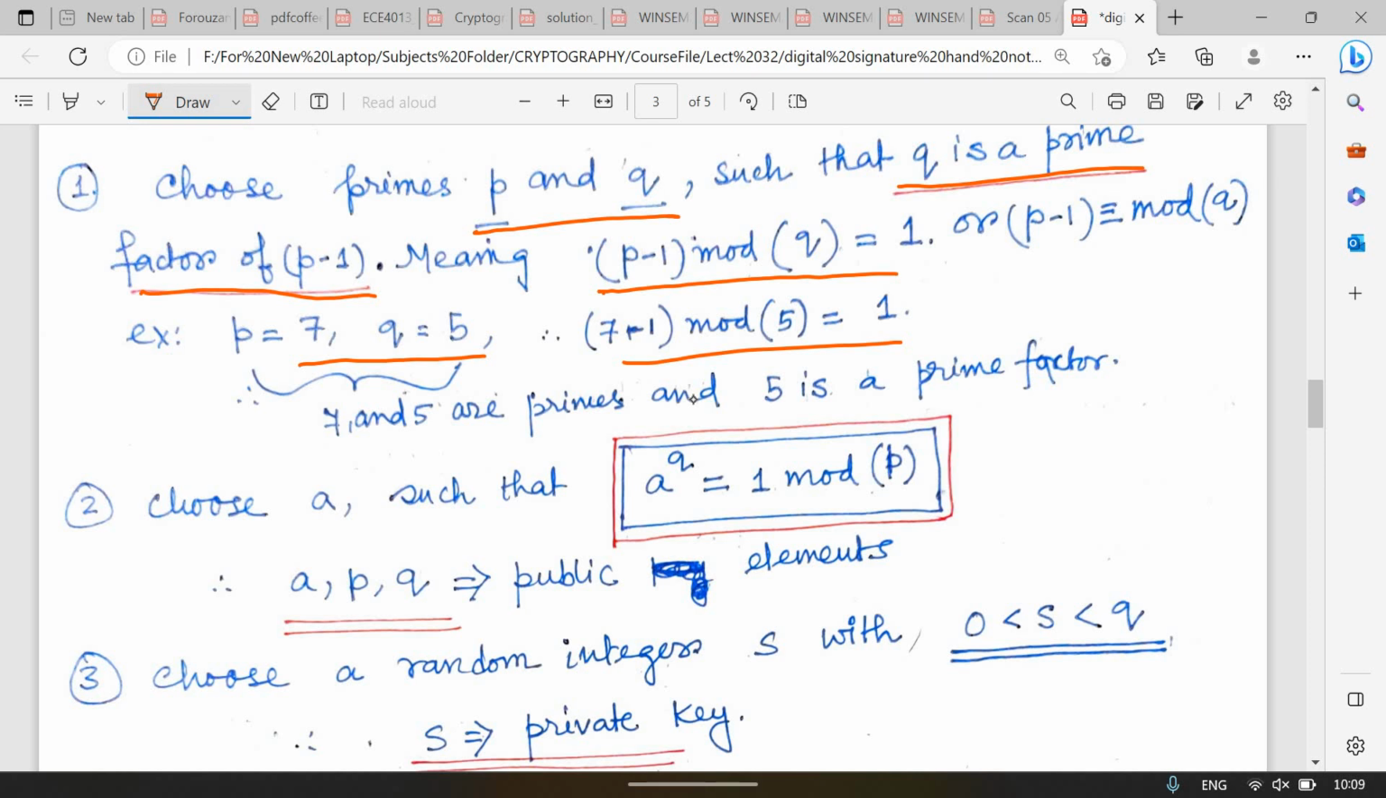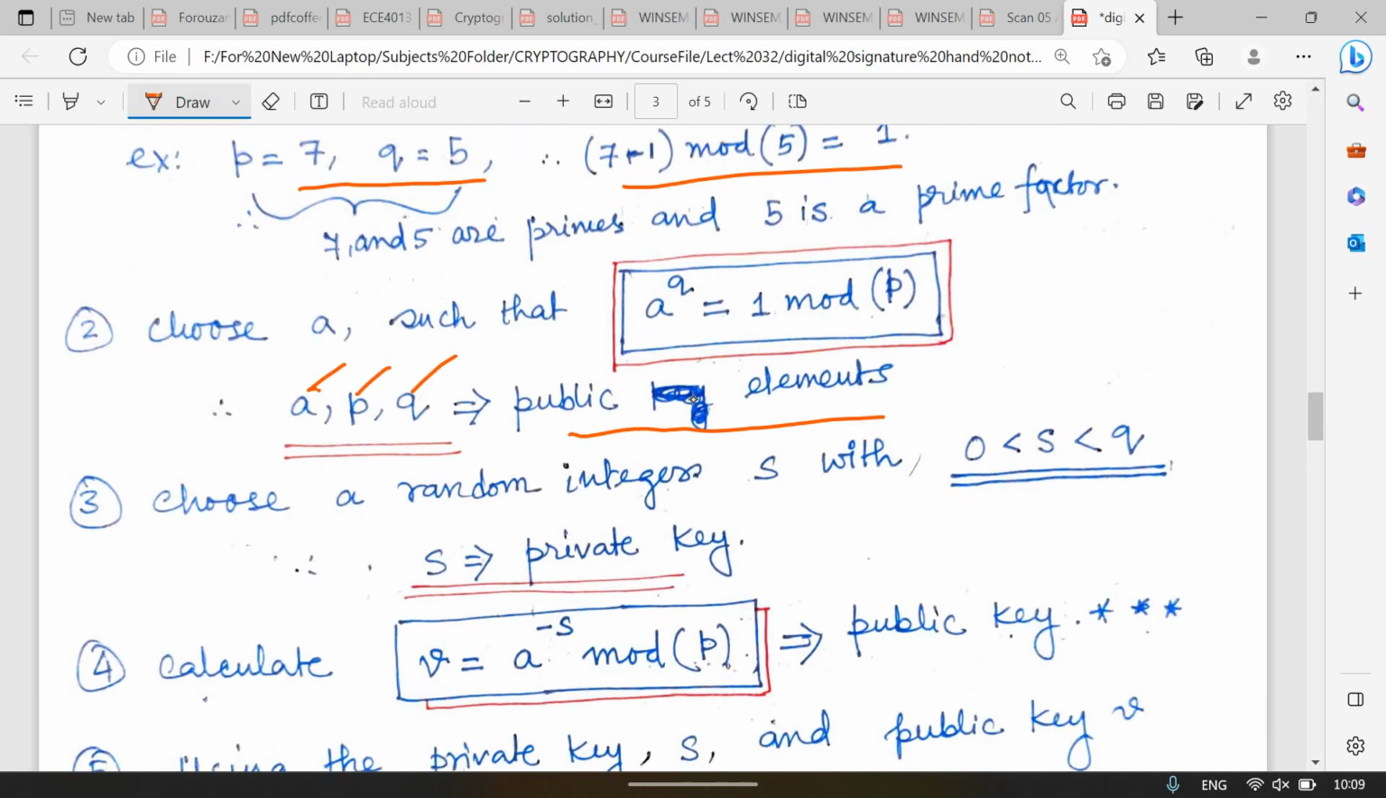You can see that we are generating the public elements over here, as we have done for the last few classes for most of the algorithms. So P is the prime number, Q is a known public number, and A is such that A to the power Q mod P equals 1. So A is basically another public element. Based on this, we are generating a private key. This is again something very interesting and new that I want all of you to note down or remember.